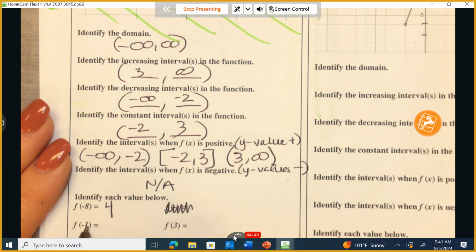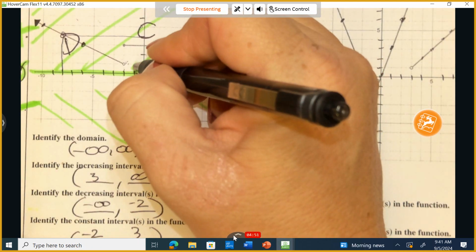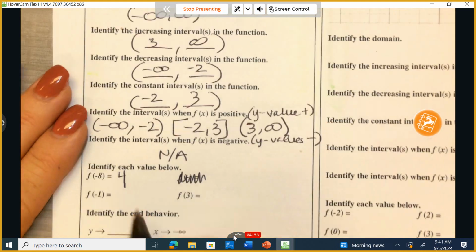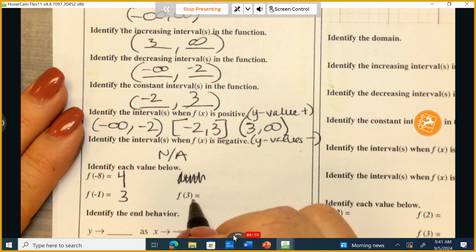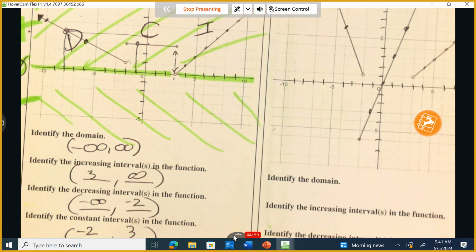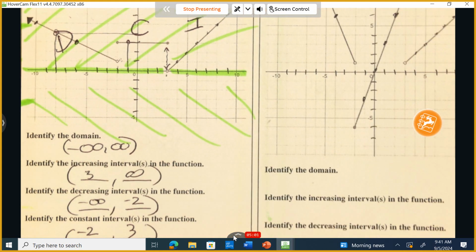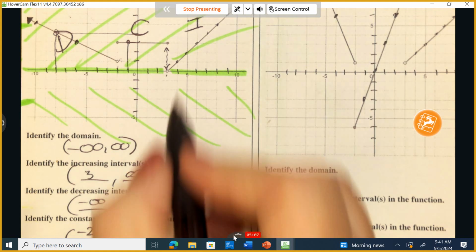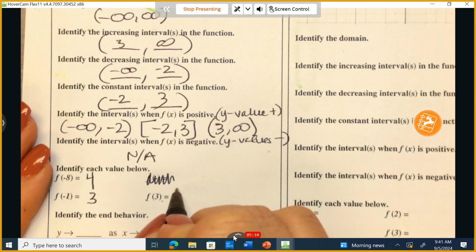I go to where x equals negative 1, which is right here. I go straight up. The y value is 3. I go to positive 3, and you may be tricked here. Is it the top one or the bottom one? Bottom one. Please turn to your partner. Is the top one or bottom one a part of the function? The top one because it has a closed dot. What's that y value? 3.